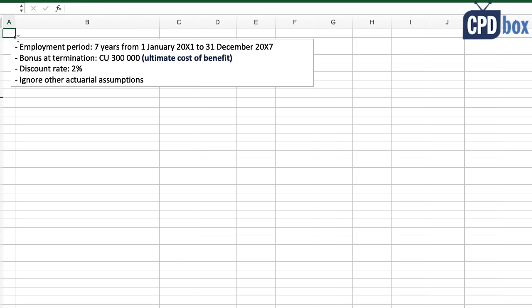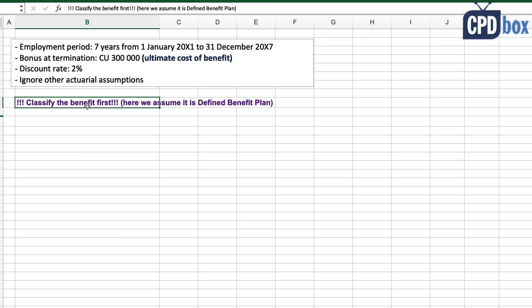So we have an employment contract for 7 years, from 1st January 2001 till 31st December 2007. There is a bonus paid at termination of 300,000 currency units. And this is, by the way, called the ultimate cost of benefit. And that's the amount to be actually paid to the employee when the time comes. We will apply discount rate of 2%, and we will luckily ignore everything else here to make it totally simple.